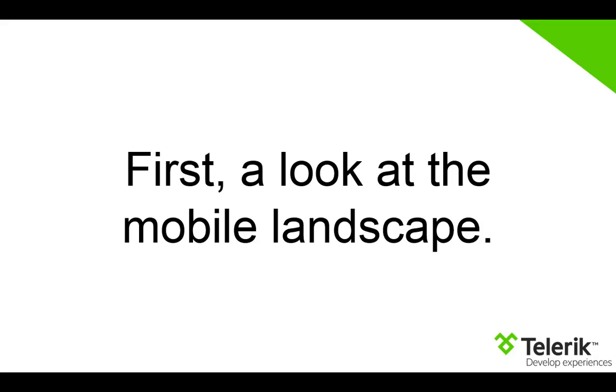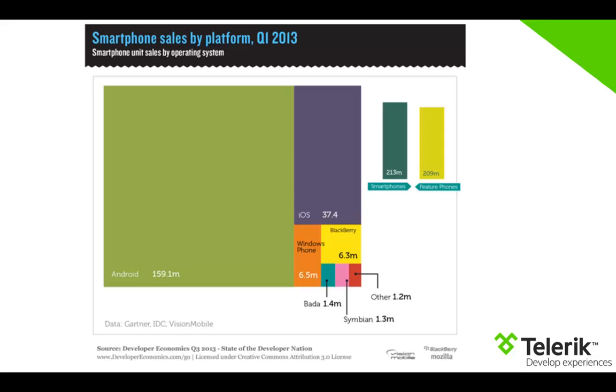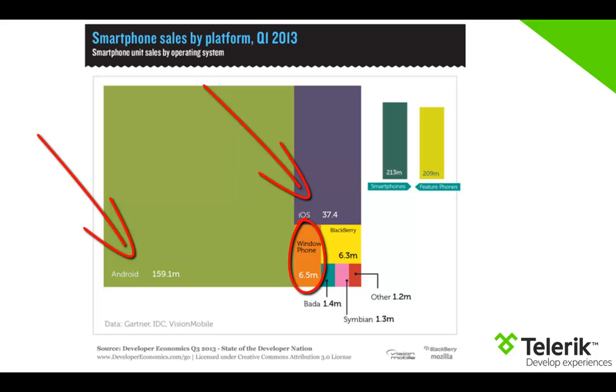Okay? Now, in the first quarter of 2013, there was a tremendous amount of sales for Android and iOS. Windows Phone, look at it. It's this little orange sliver here. BlackBerry is a blip on the radar here also. But this is from Q1 2013. We know these numbers are even more shifted towards Android in Q1 2014.